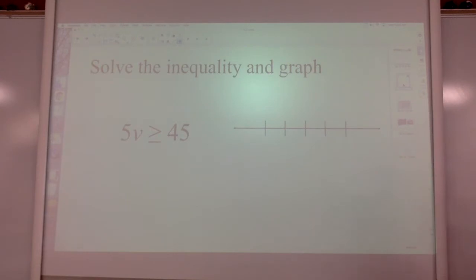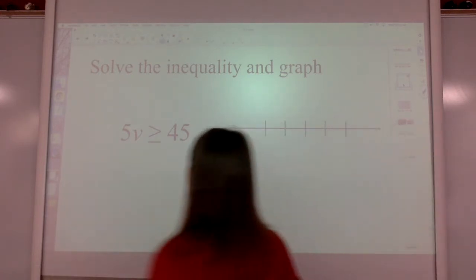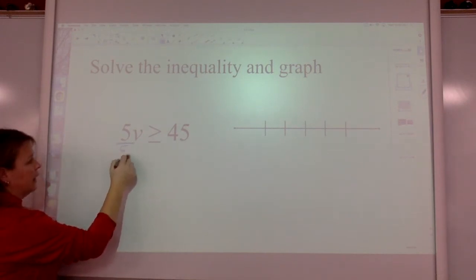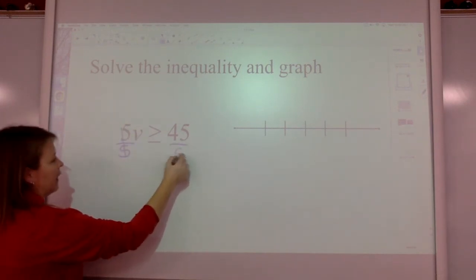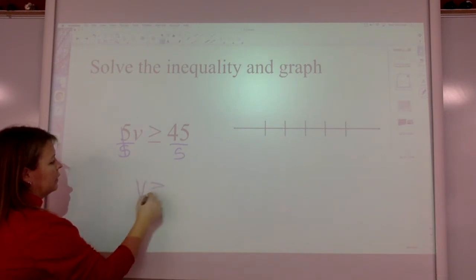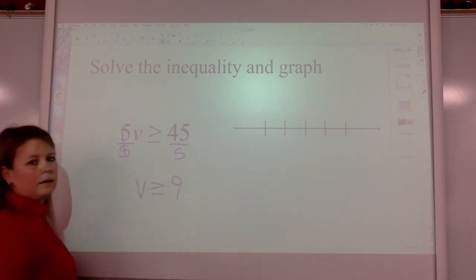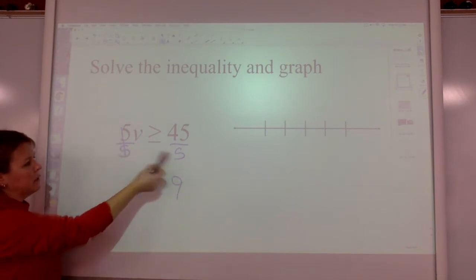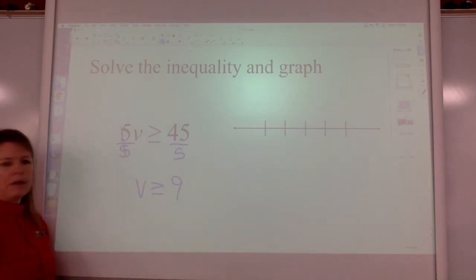First problem, solve the inequality and graph. So we're still graphing. It's still one step solving. The difference is this is 5 times v. To get rid of multiplication, we divide. That's the inverse. Divide by 5. Divide by 5. You get v is greater than or equal to 9. Now notice I didn't multiply or divide by a negative. This is a positive, so nothing unusual.